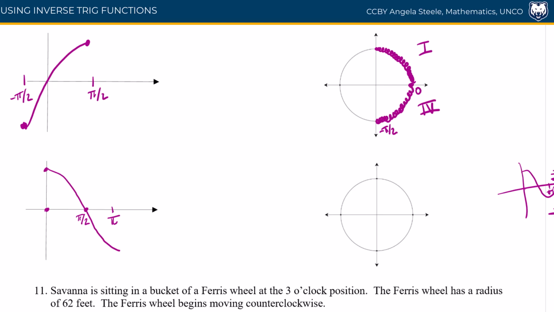And when we think about our circle, the pi over 2 is our 12 o'clock position. Pi is our 9 o'clock position. And so that angle measure is going to represent quadrants 1 and 2. So when we restrict our sine function between negative pi over 2 and pi over 2, that relates to quadrants 1 and 4 on our circle. And then if we restrict our cosine function between 0 and pi, that gives us quadrants 1 and 2.